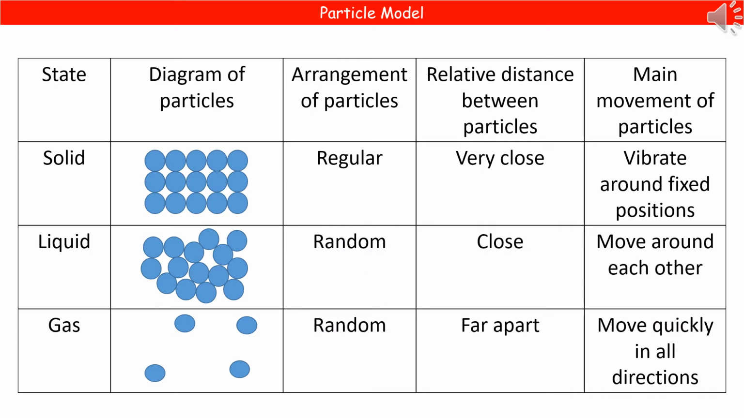In today's chemistry check, we're going to have a look at the first part of C1, looking at the whole idea of the particle model. So the first thing, we need to know how to draw the diagram of the particles in solids, liquids and gases, which is shown to you there. And we need to remember the arrangement, the relative distances and the main movement of our particles.